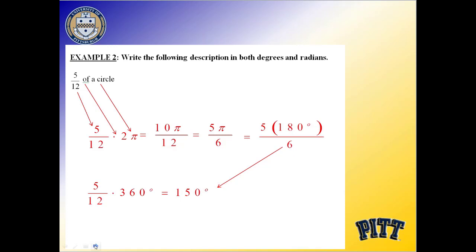So whichever way you choose to go about doing it, I'm showing a couple different pathways here. But the two answers are 5 pi over 6 and 150 degrees for the question being answered here. But I could have used one to find the other. I could just start with 5/12 of a circle and interpret a circle to be a different thing each time. Whichever way you do it, you should get the same answers.